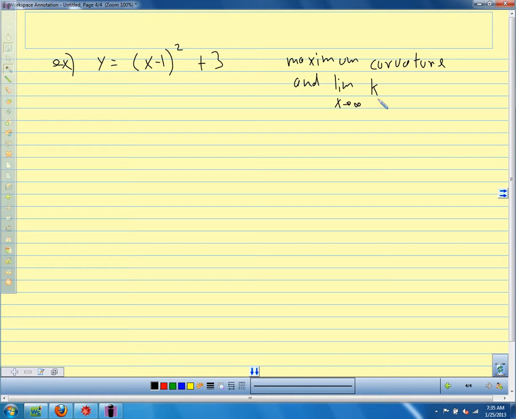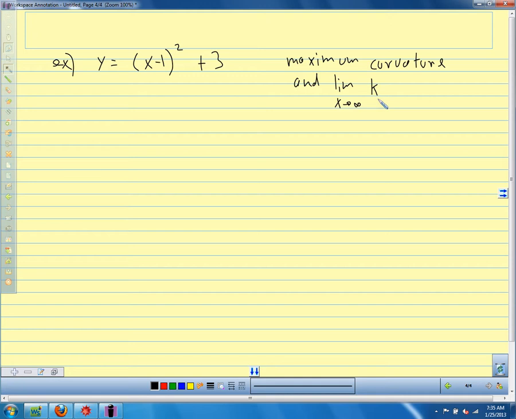Looking at this, what's the graph of this thing going to look like? A parabola. Intuitively, where would you guess that the curvature of a parabola is the maximum?